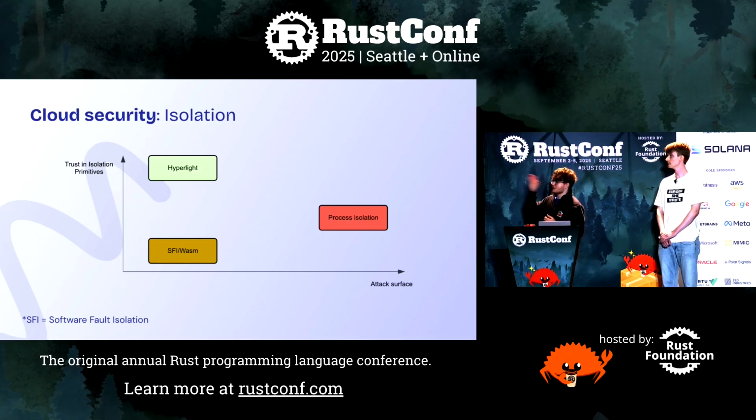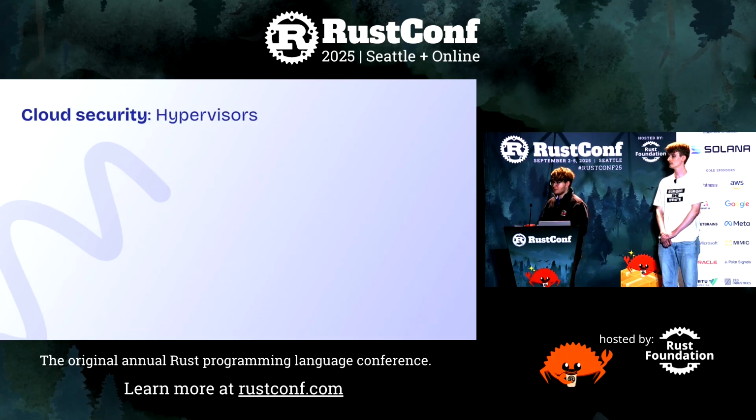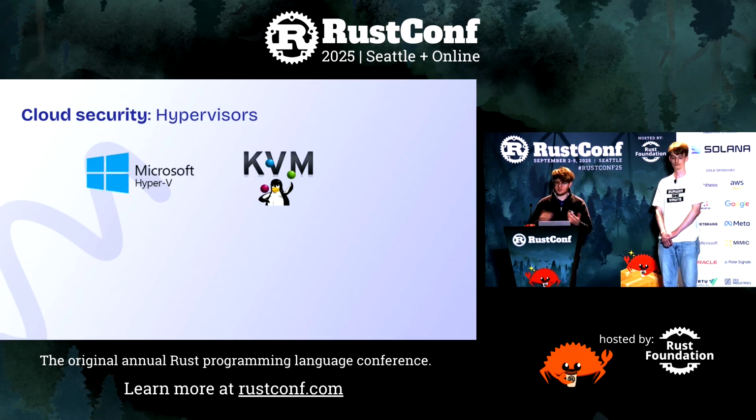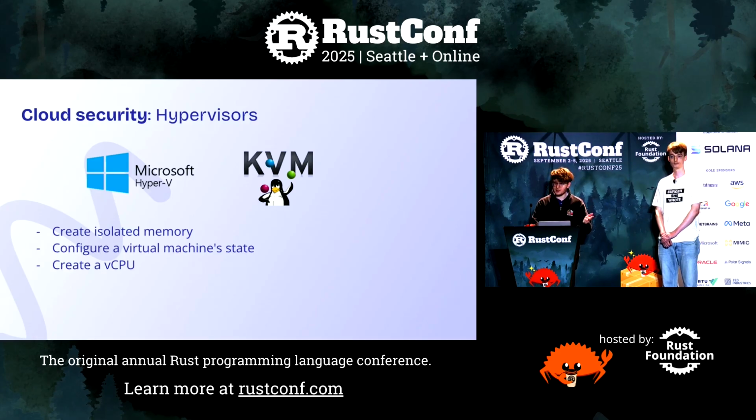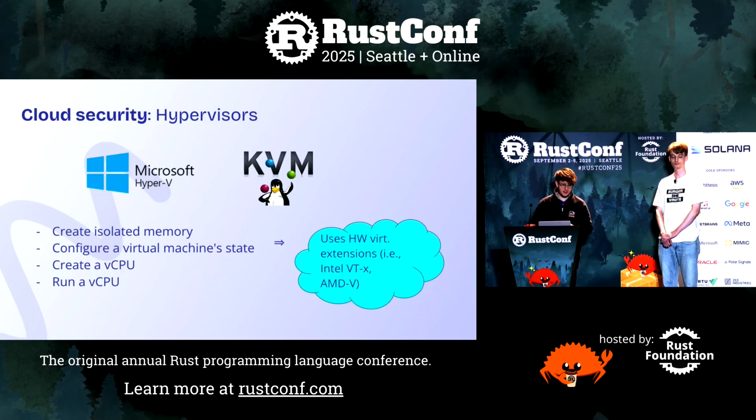And the trust in the isolation primitive is very, very high. That's because Hyperlight leverages hypervisors for its isolation. So Mark in the video talked about Microsoft Hyper-V or MSHV. That's one of the backends that Hyperlight supports. We also have KVM. Essentially, what we're using these things for is to create an isolated memory region, configure the virtual machine state, create a vCPU, and then run the said vCPU. And we do all this via hardware virtualization extensions like Intel VT-x and AMD-V.